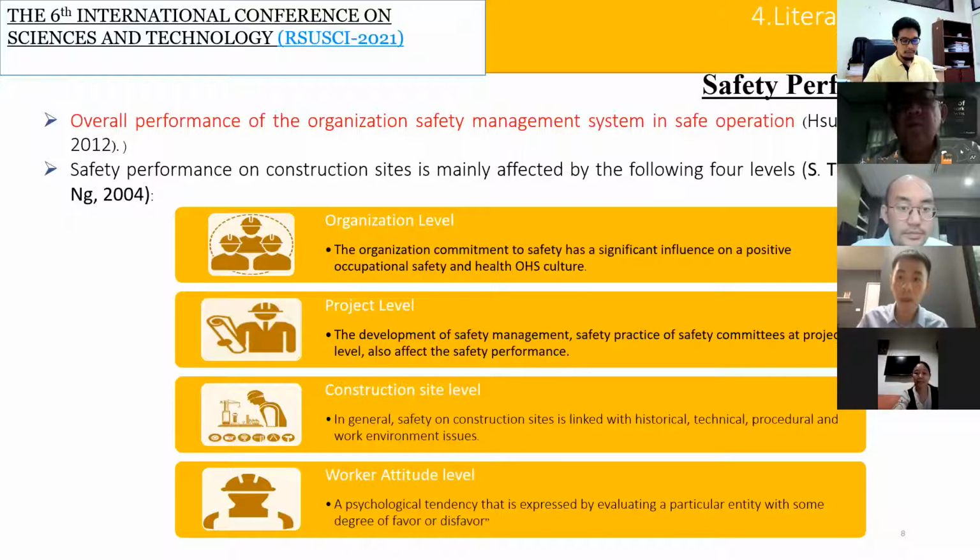So for the literature review, the safety performance. Safety performance is defined in various ways, but the most common definition is the overall performance of the organization's safety management system in place. Safety performance on a construction site is mainly affected by the following 4 levels. The first level is the organization level. The second is the project level, followed by the construction site level and the worker attitude level.